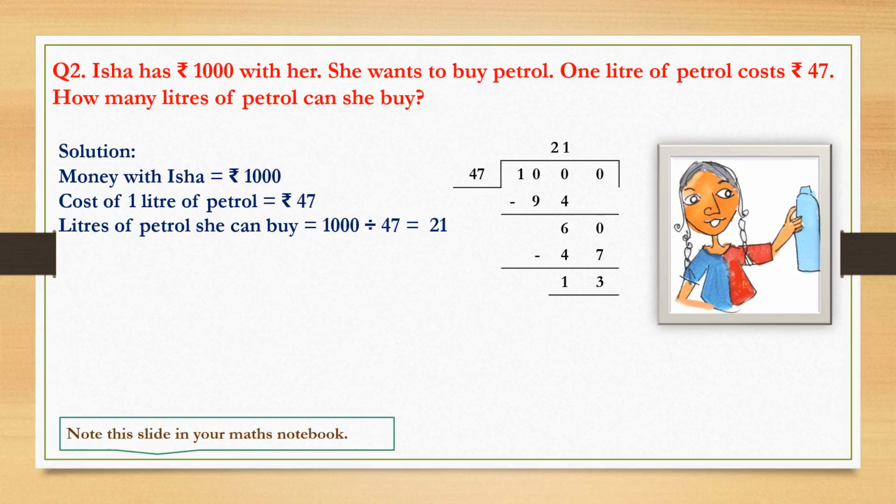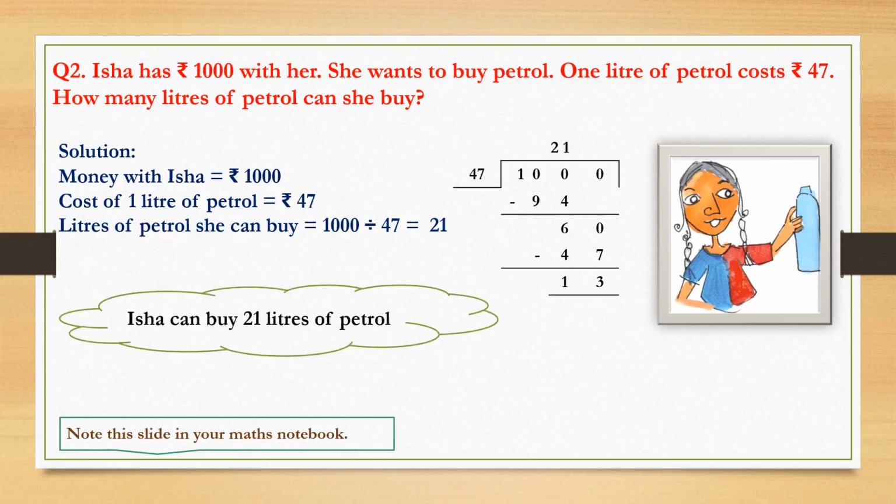Similarly, here we are dividing 1000 by 47 so that I'll get the answer, and the answer is Isha can buy 21 liters of petrol.